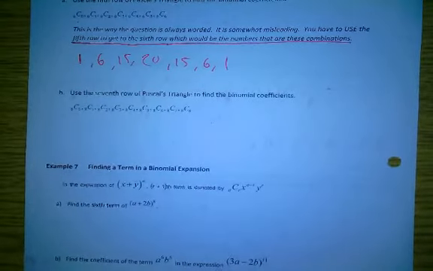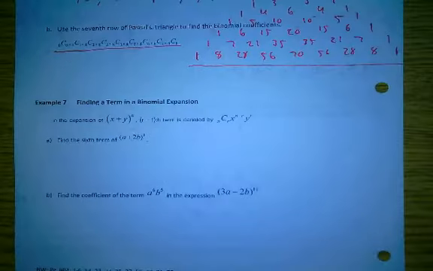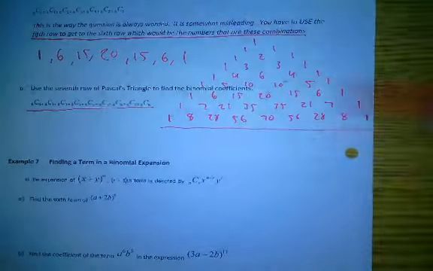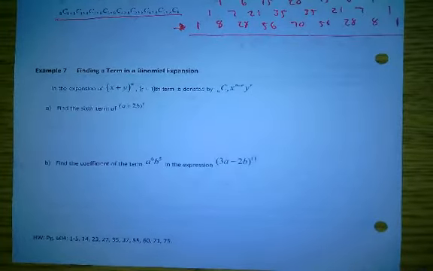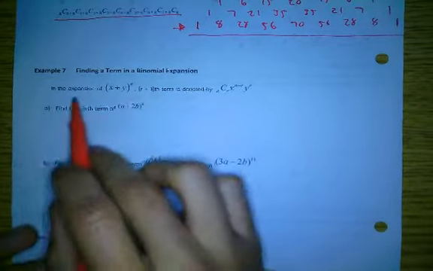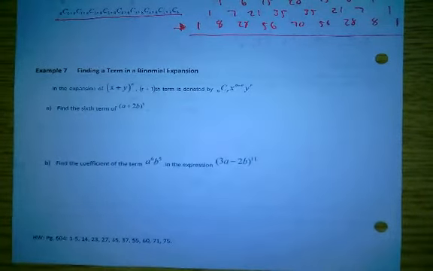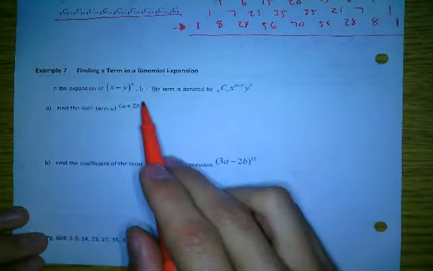Cool. Alright, next one, it says finding a term in the binomial expansion. So if you have an expansion of x plus y to the nth power, the r-th term is n choose r, where x is to the power n minus r and y is to the power r. Okay? Do we all understand what that means? Are we a little confused about what this is saying?